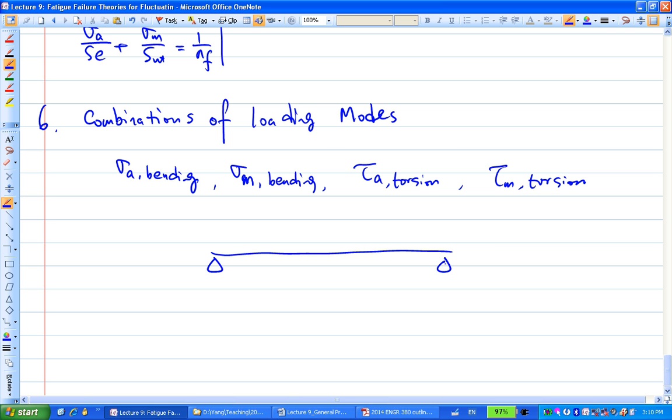So let's say I have a shaft here, and you have this F loading on the top of the shaft. Then the shaft is rotating at omega, constant velocity. And at the same time, you have a constant T subjected to the shaft. So both F and T are constant.